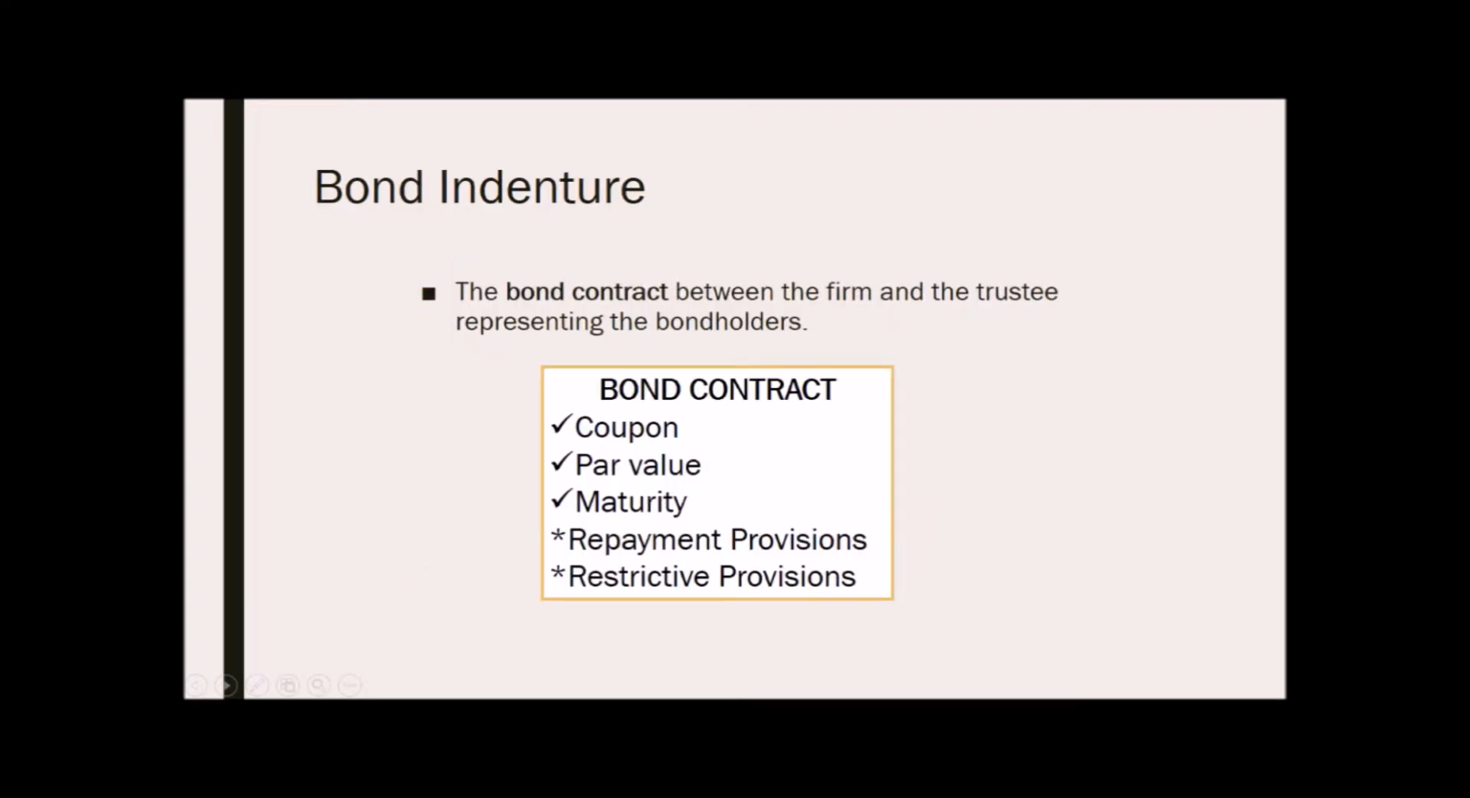The bond contract between the firm and the trustee represents the bondholders. The bond contract includes coupons, par value, maturity, which is the repayment provisions, and the restrictive provisions. So how do we value bonds? Before we get to that, what are the different kinds of value?